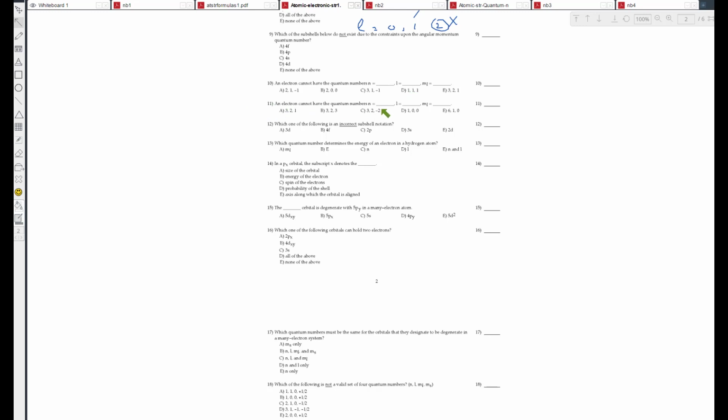A similar question is 11. An electron cannot have the numbers 3, 2, 1. That looks good. 3, 2, 3 does not work, because m sub l can't have the number 3; it has to be from -2 to +2. That's correct. All these others look good. All right, so 12: which one of the following is an incorrect subshell notation?